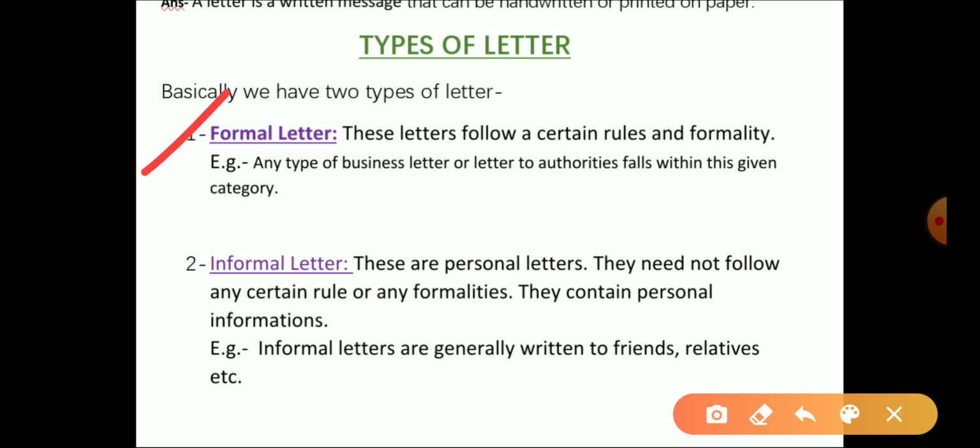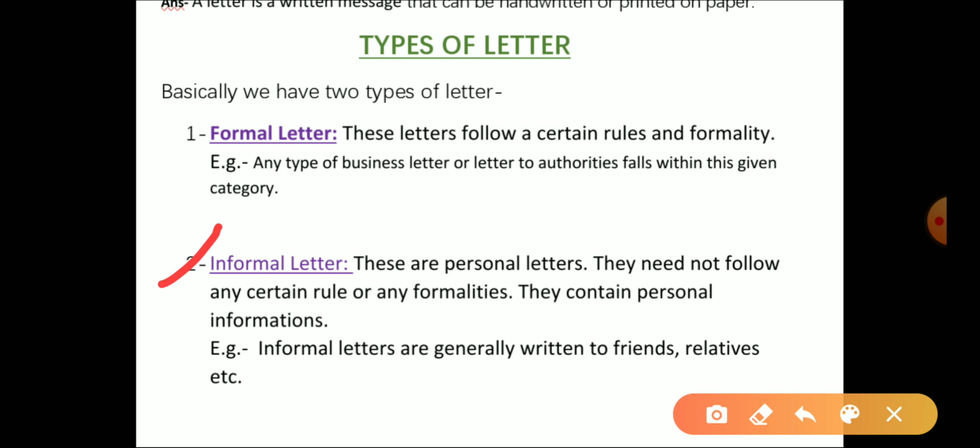Let's find it first. Formal letters follow certain rules. It means formal letters follow certain rules and formality. Example, any type of business letter or letter to authorities falls within this category. It means if you are writing a letter to any authority or you are writing a business letter, then that letter is a formal letter. You just have to focus on this word: these letters follow certain rules. If the letter is following certain and fixed rules, then that letter is a formal letter.